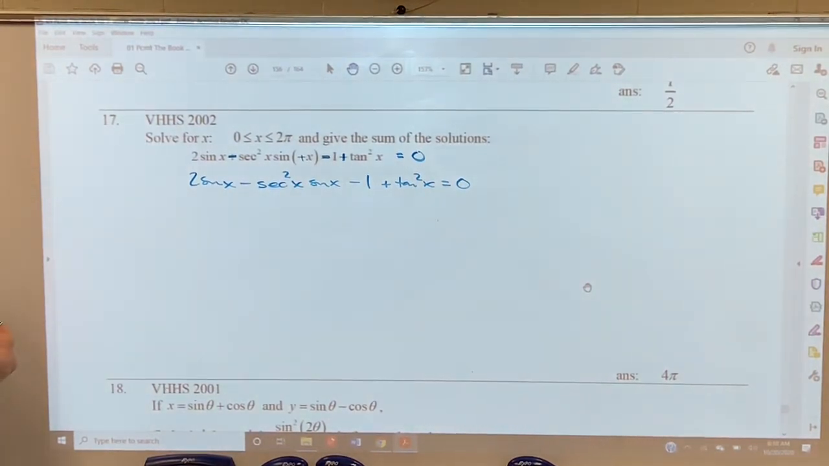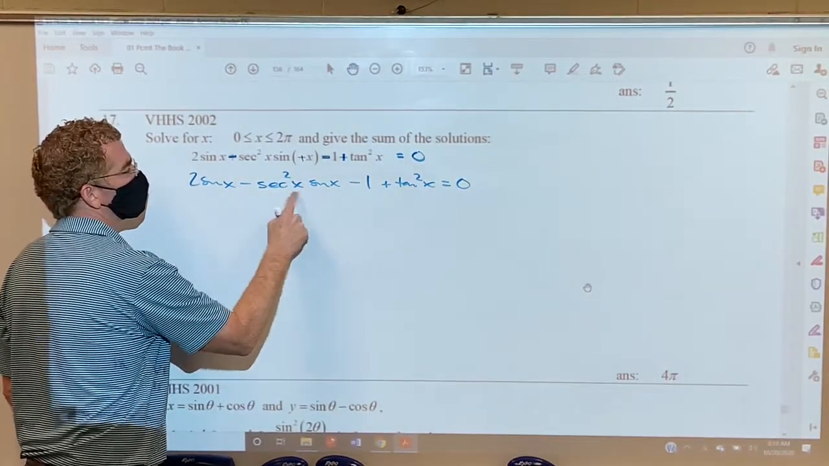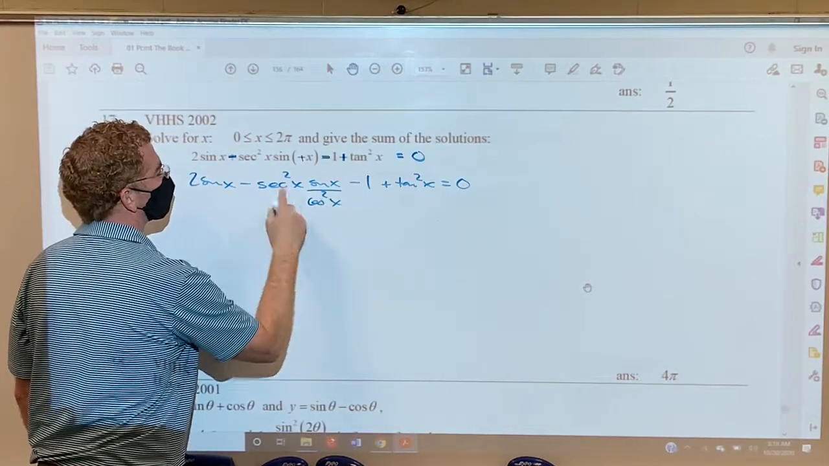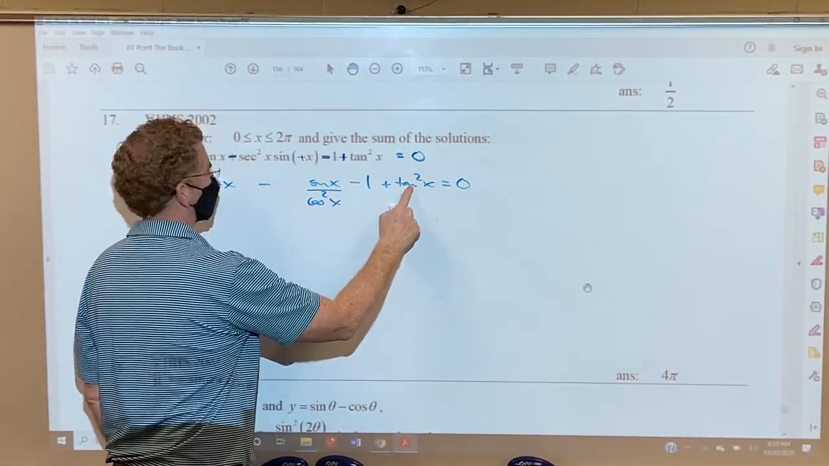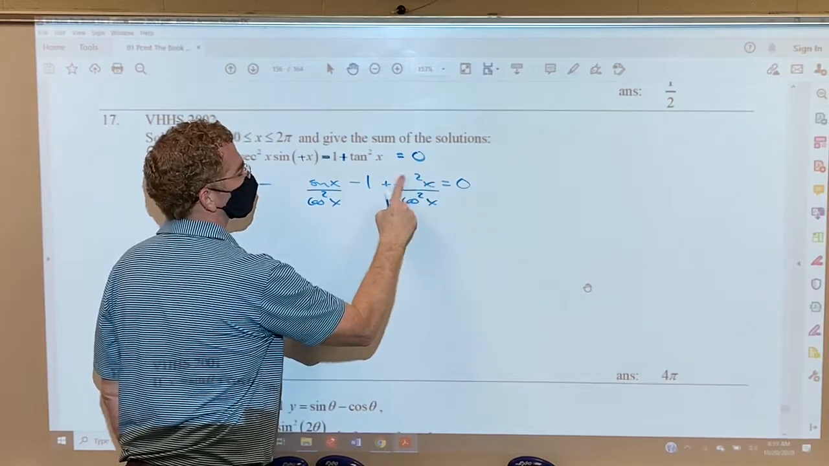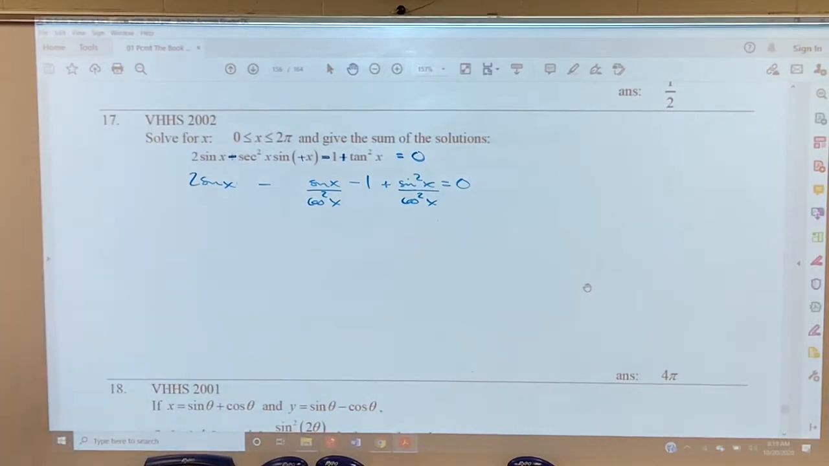So give me something. Is there something you can do at this point? You've got to battle sometimes. What's one of your rules? It's like the very first or second one on your list. If you totally get stuck, maybe change it to sines and cosines. That would make that a what? Cosine squared on the bottom. That would make that a sine squared over cosine squared. See anything you can do at this point?